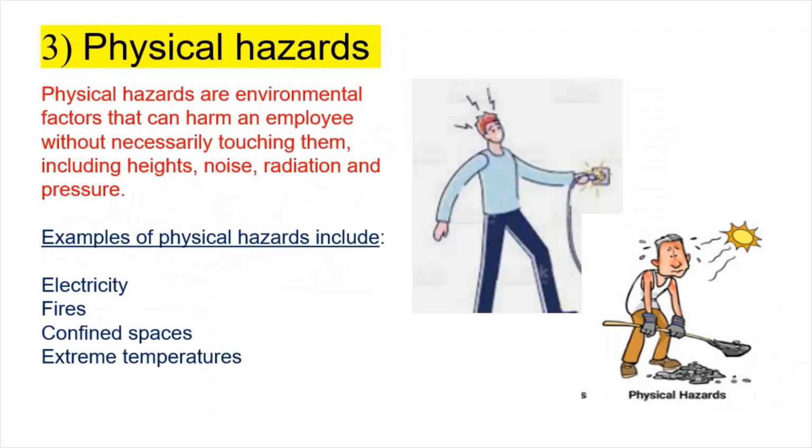3. Physical hazards. Physical hazards are environmental factors that can harm an employee without necessarily touching them, including heights, noise, radiation and pressure. Examples of physical hazards include electricity, fires, confined spaces, extreme temperatures.